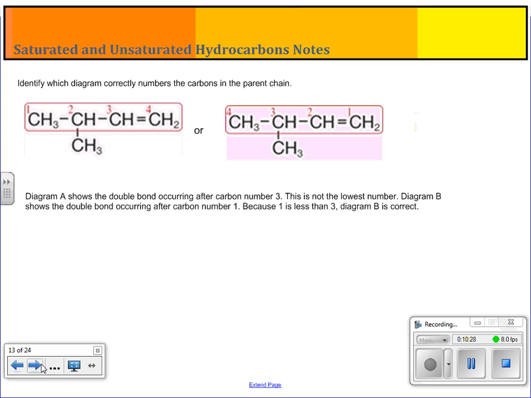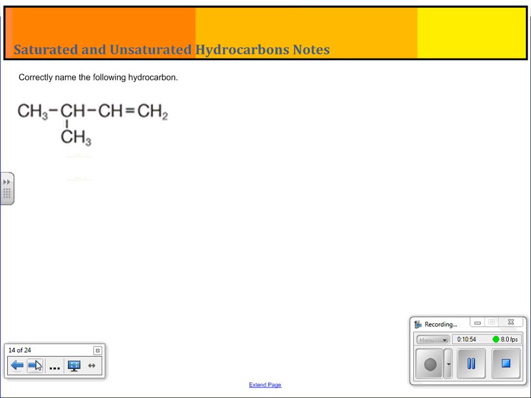So identify which diagram correctly numbers the carbons of the parent chain. So 1 through 4 going from left to right, or 1 through 4 going from right to left. Diagram A shows the double bond occurring after carbon 3. This is not the lowest number. Diagram B shows the double bond occurring after carbon number 1. Because 1 is less than 3, diagram B is correct. So correctly name the following hydrocarbon.